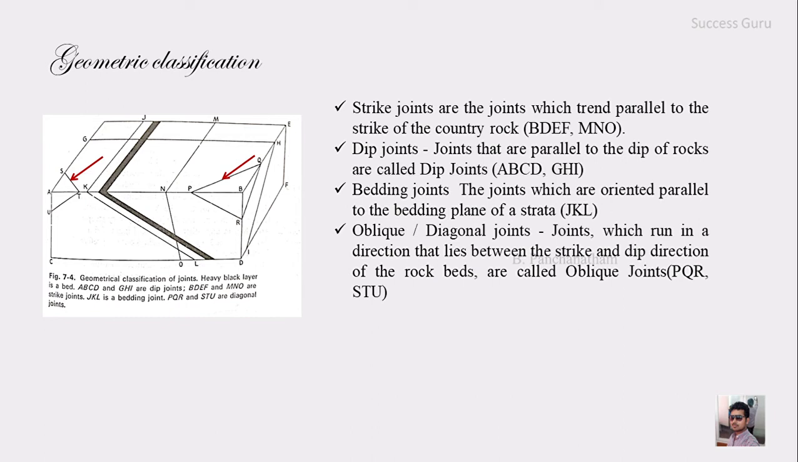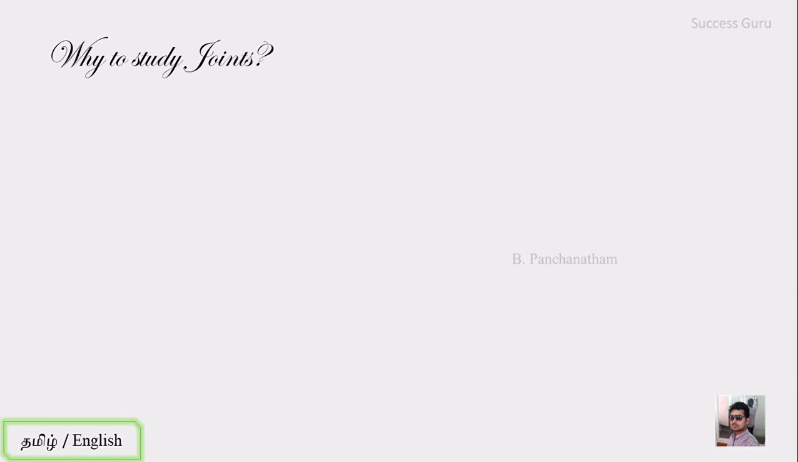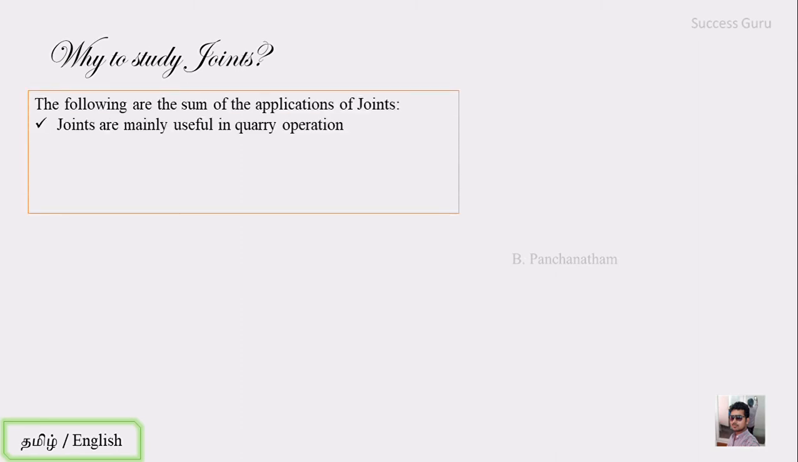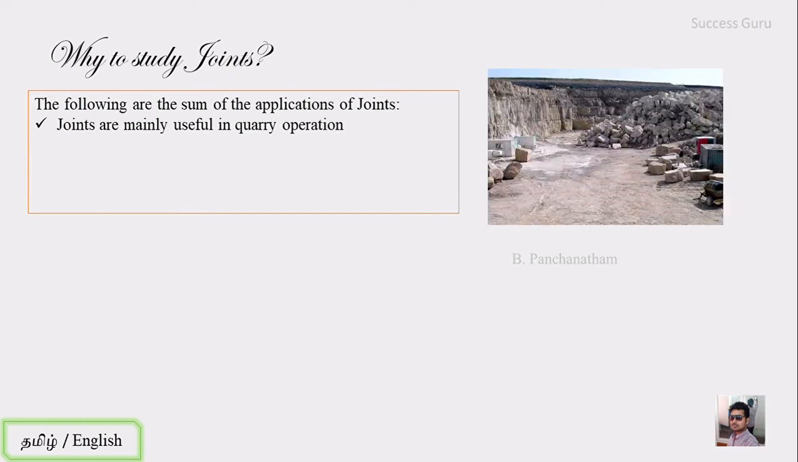So the next question in your mind will be what is the reason for the studying of joints, right? The following are some of the applications of the joints. The first one is that joints are mainly used in quarry operation, because joints are the weaker planes along which you can break the rock without any more fracturing, without applying more pressure, right? So joints are very useful for the quarrying operation.